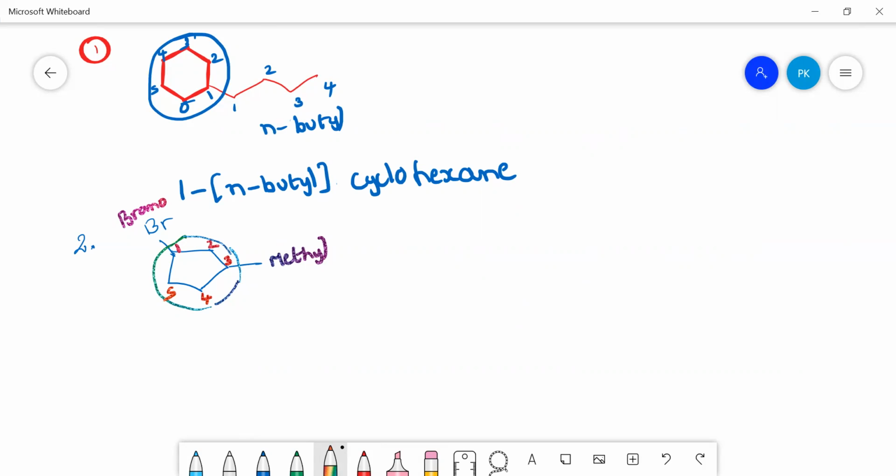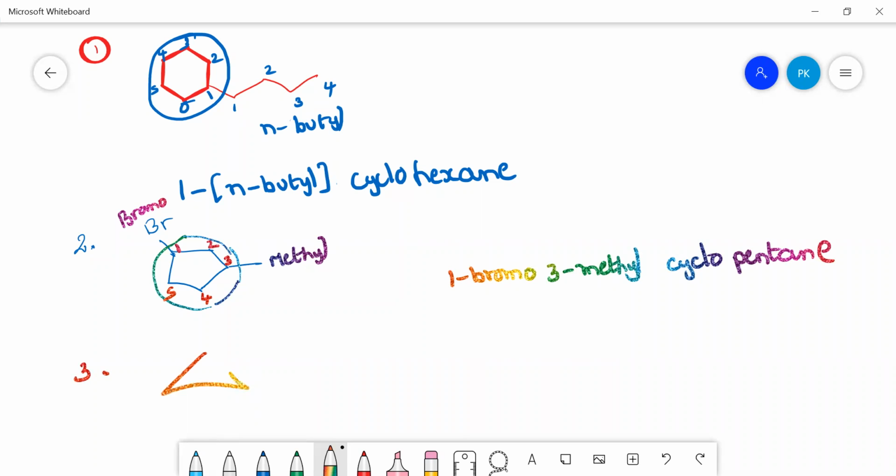So give the name. Substituent 1 bromo, next 3 methyl, cyclo, total 5 carbons, pentane: cyclopentane. Clear, students? And one more example. Okay, write the name of this one, students. Try to write the name of this one.